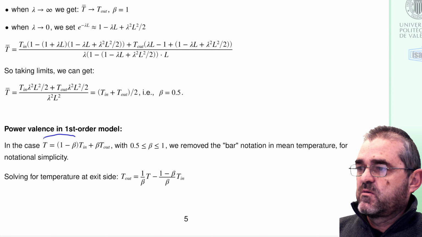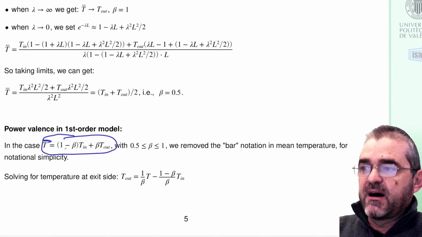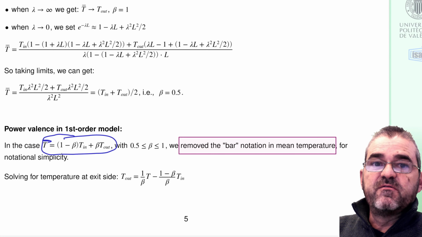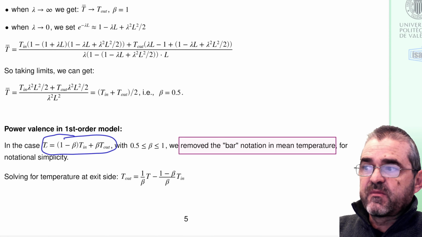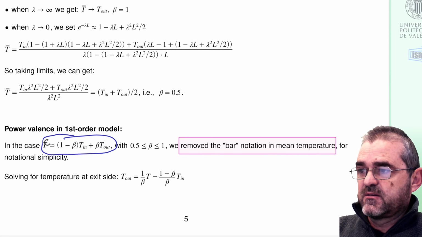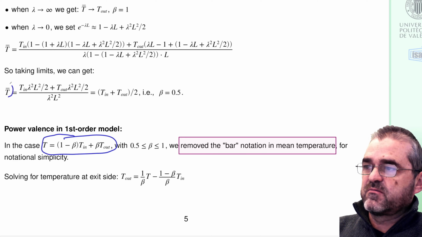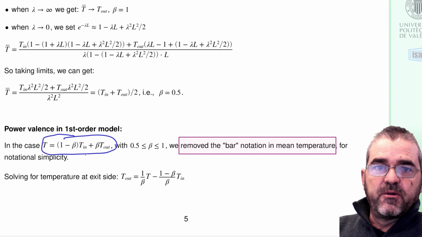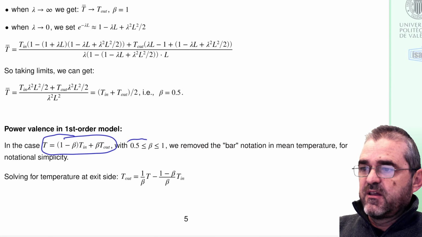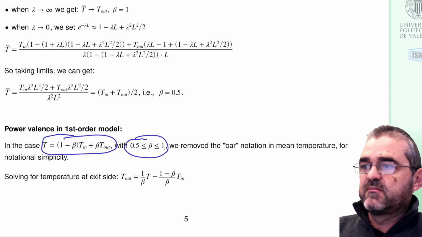So now we have this expression of the average temperature. We had some bars here, but to avoid filling everything with bars, we will understand now in our first order model T without inlet or outlet subscript as the mean temperature we were referring to earlier on with the bar. And beta is something that ranges between 0.5 and 1.